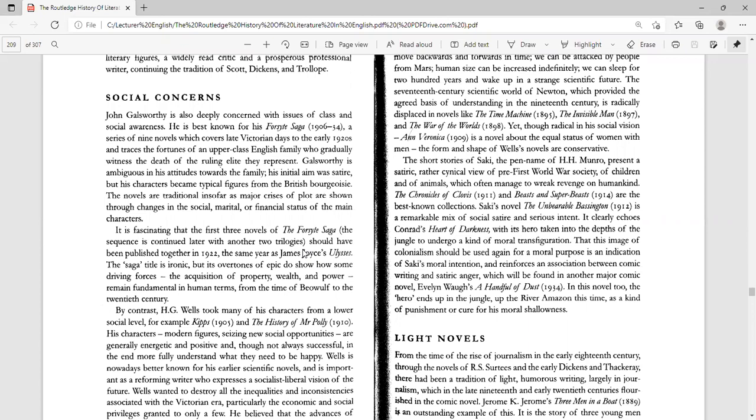John Galsworthy is best known for his Forsyte Saga, a series of 9 novels that covers late Victorian days to the early 1920s and traces the fortunes of an upper-class English family who gradually witness the death of the ruling elite they represent. Galsworthy is ambiguous in his attitude towards the family. His initial aim was satire, but his characters became typical figures from the British bourgeois class.